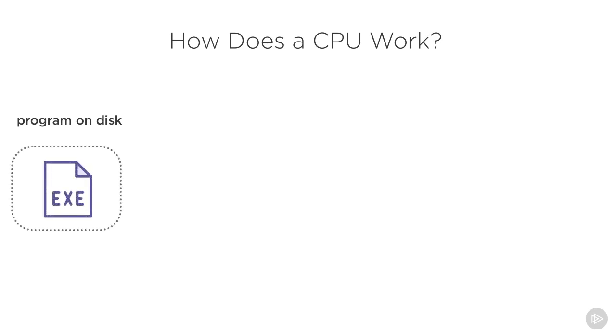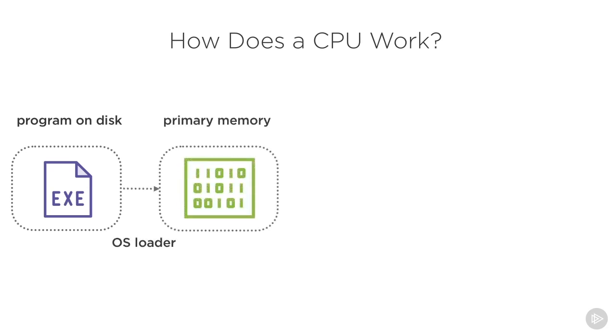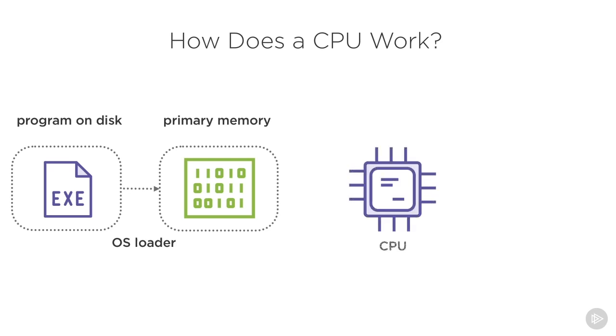This program is stored in secondary storage, that is, your hard drive. A common way to execute that program would be to double-click the icon. This in turn causes the operating system loader to take that executable from disk and move it into primary memory, or RAM. In addition to loading that program, it also brings along any resources that that program needs. Once that program is loaded into primary memory, the CPU can take over.